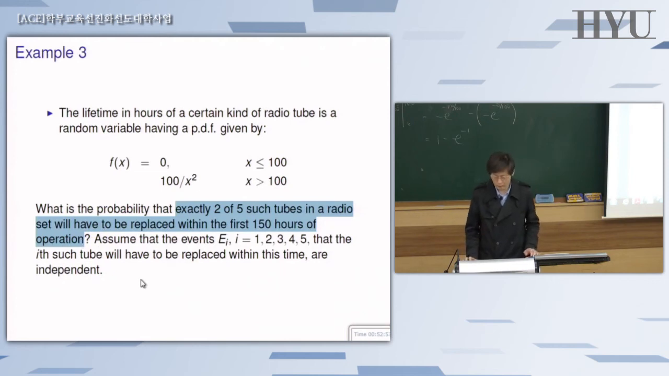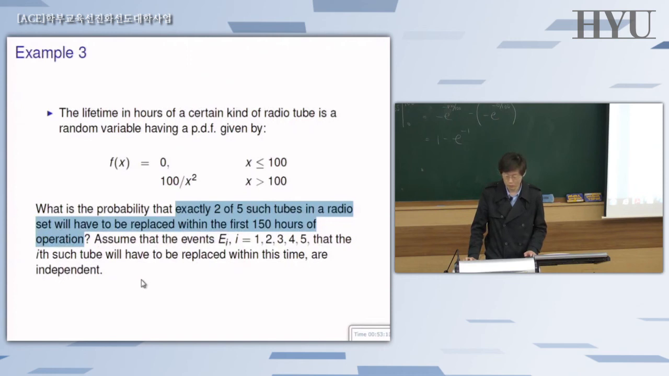There's a random choice of 5 radio tubes out of many other radio tubes produced by this company. Exactly 2 out of these 5 would have to be replaced within the first 150 hours of operation, which means that the lifetime is less than that.